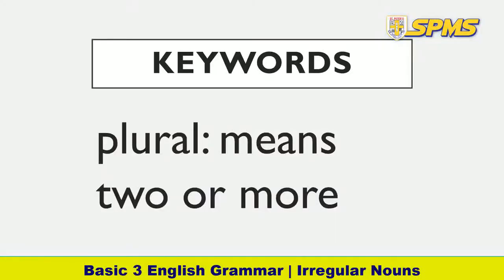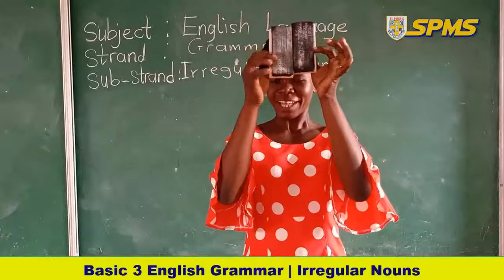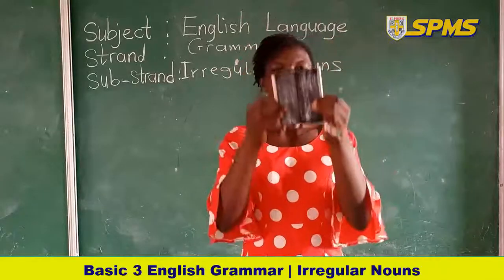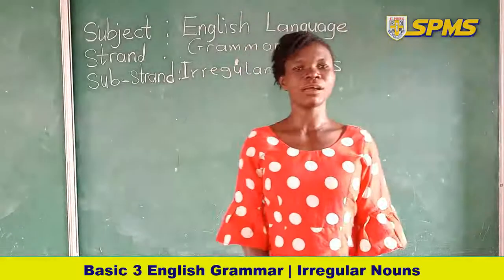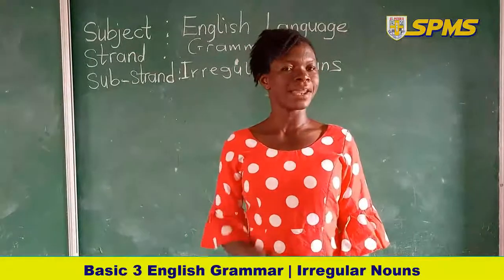The next keyword is plural. Plural means two or more. I have two dusters in my hand. So it is what? Plural. Two dusters. Plural. Good.